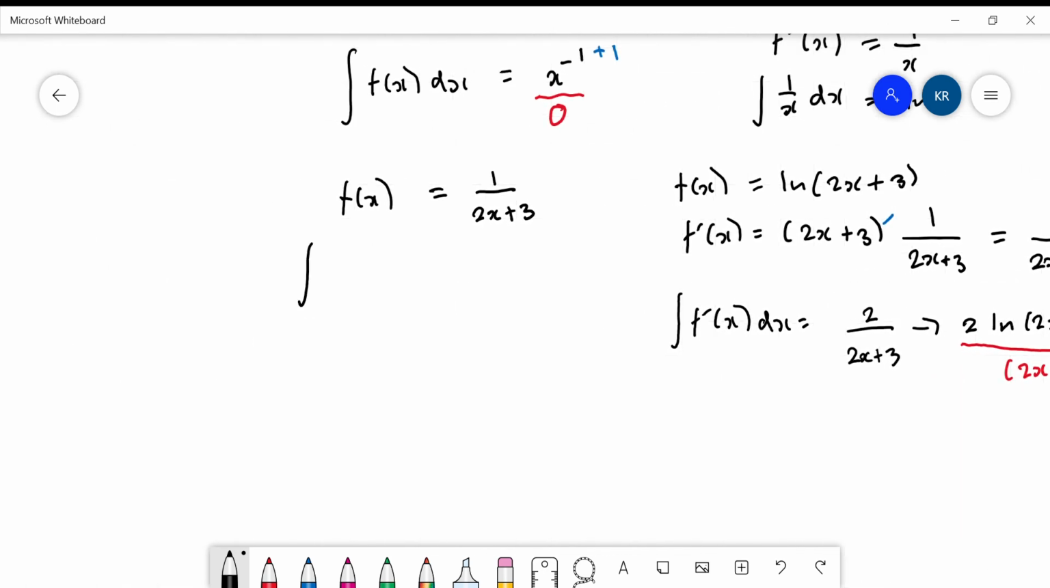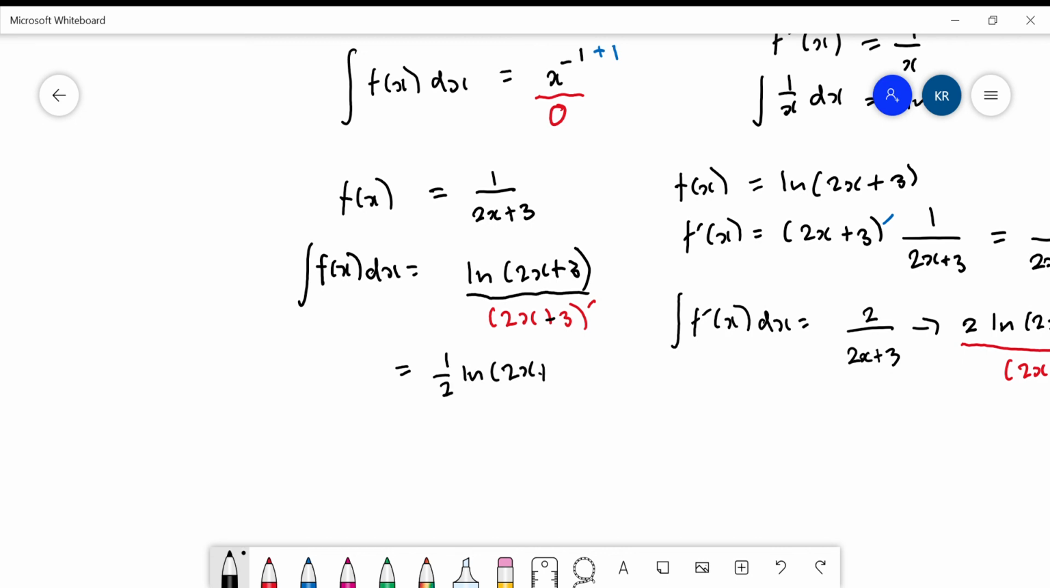So now let's try to integrate this. Here, the integral of f of x. The first thing which we would do is make this into the form ln 2x plus 3. And then from the other side, what we did was we divided by the derivative of what's in between. So we differentiate whatever is in between. And this gives us half ln 2x plus 3. And you have the plus c.